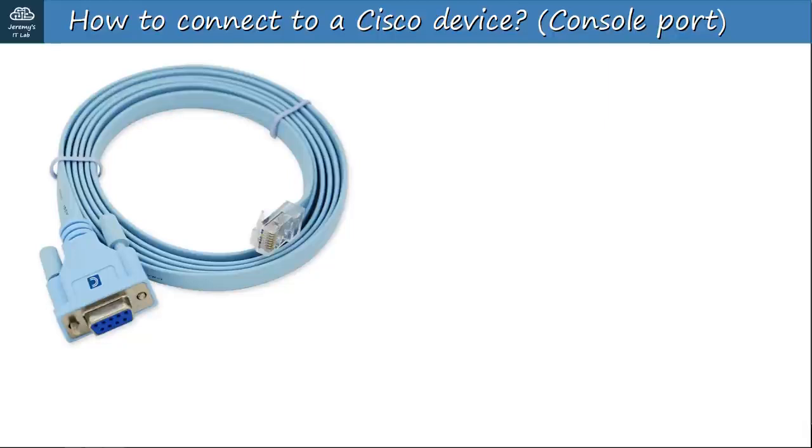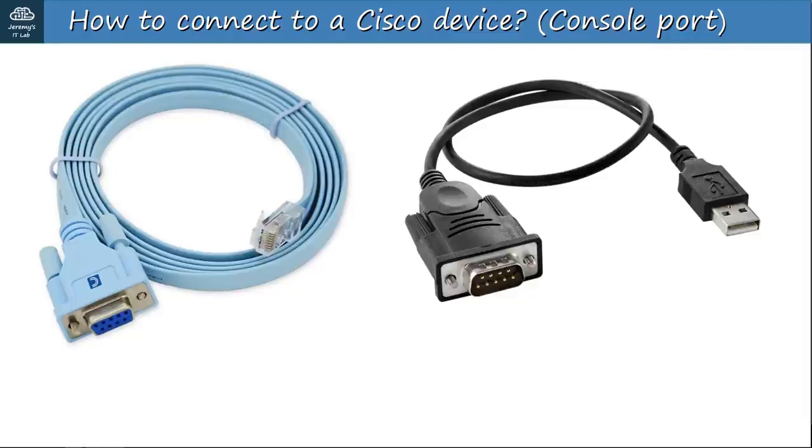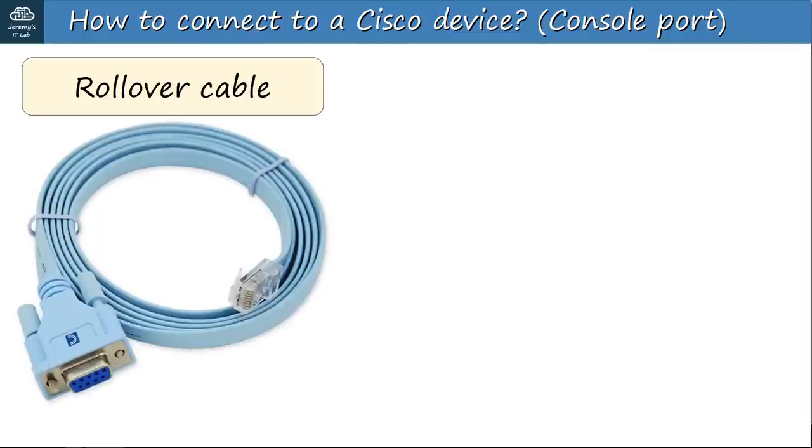Notice one end has an RJ45 connector, just like the Ethernet UTP cables we looked at. The other end is a DB9 connector. However, most laptops these days no longer have a serial port to plug the cable into, so you'll probably need an adapter, like this, to connect to a USB port on your laptop. The actual name of the cable on the left is rollover cable. The name is similar to a crossover cable, but it's different than an Ethernet UTP crossover cable.